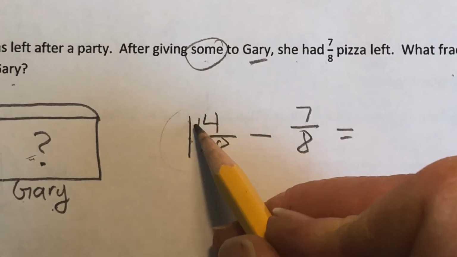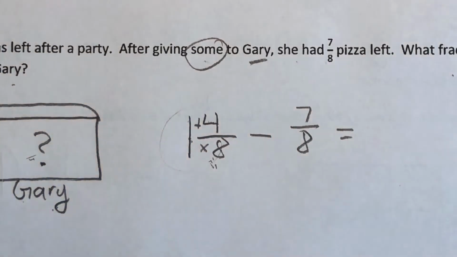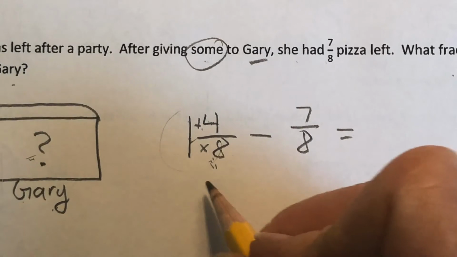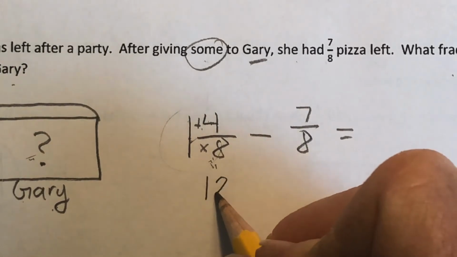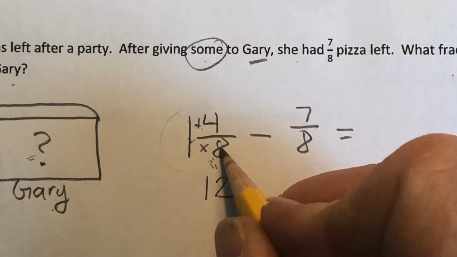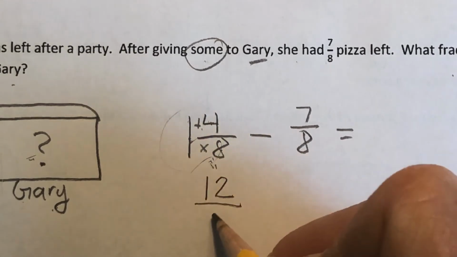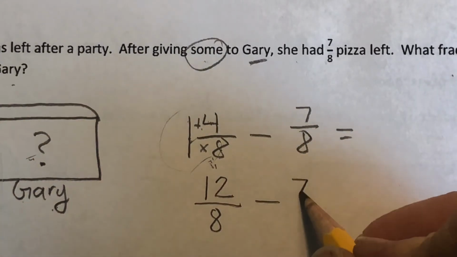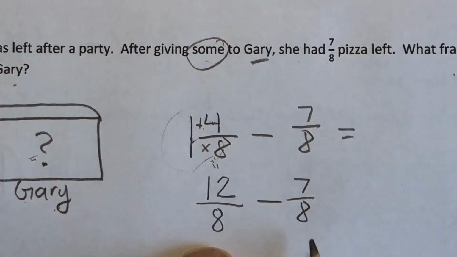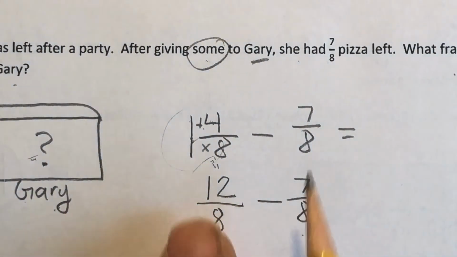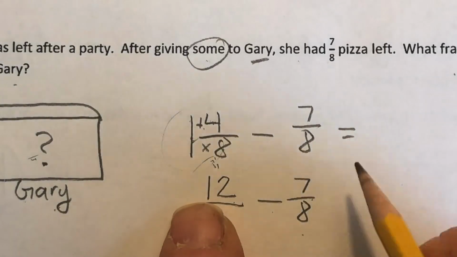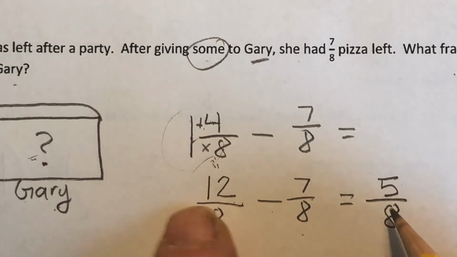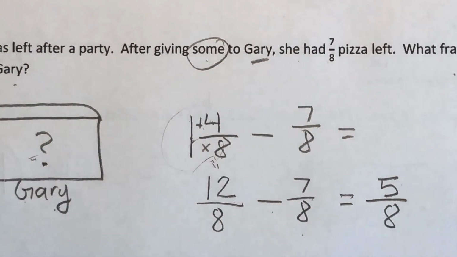And then we have to add that numerator. So 8 times 1 is 8, plus 4 is 12. That is my new number on top, and this 8 stays the same down here. That's the same unit, so 12/8. Now I can subtract 7/8. See how I got the same units on the bottom? So 12 minus 7 equals 5/8. That's how much Gary got.